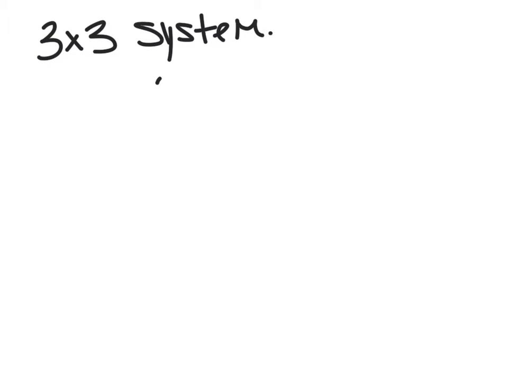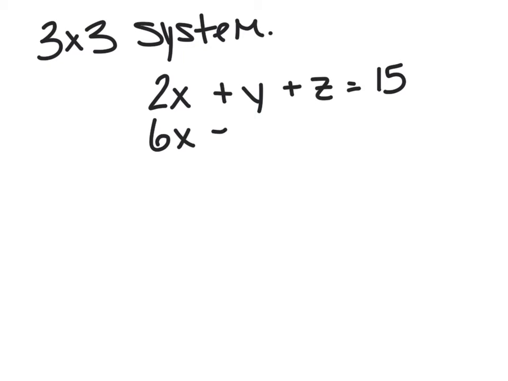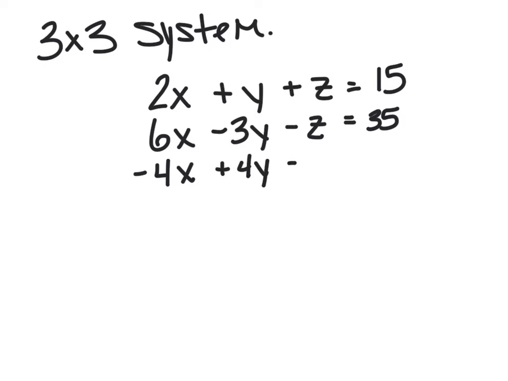So let me give you the first equation. 2x plus y plus z equals 15. 6x minus 3y minus z equals 35. Negative 4x plus 4y minus z equals negative 14. And again, I'm just going to label these 1, 2, and 3 so I can keep them straight throughout the video.